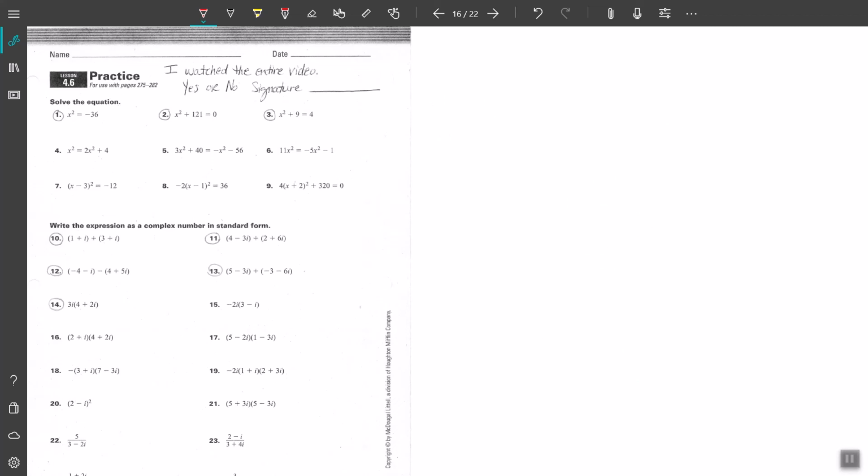On number 10, we have two sets of parentheses being added together. So since everything is being added together, we can remove the parentheses.